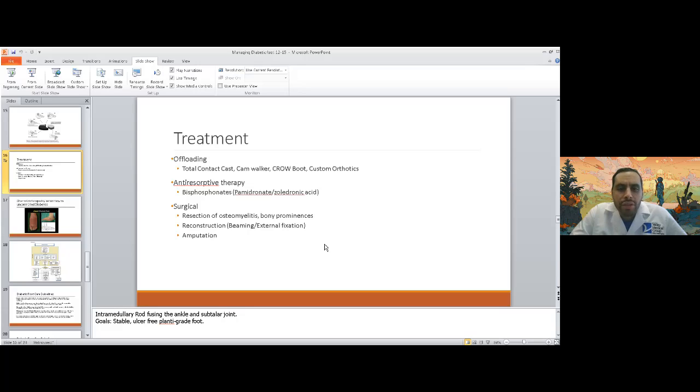prominence, or reconstruction, which basically involves placing the foot in a more plantigrade fashion so it's ulcer-free, and that can involve external fixation, beaming, which are basically screws that we can put in the foot, and then last resort is an amputation. So basically the whole goal of this is to have a stable, ulcer-free plantigrade foot.